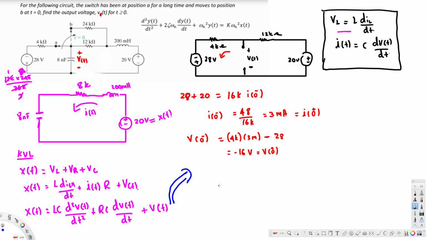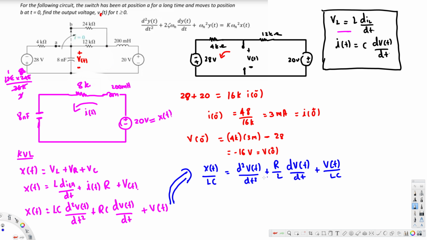If we divide everything by LC, this is going to be x of t divided by LC, and then here we are going to have d square V of t divided by dt square. Then if we divide this RC by LC, that's going to become R over L, right? Plus R over L dV of t over dt plus V of t divided by LC. So this is our standard second order differential equation. Now let's go ahead and plug in the values.